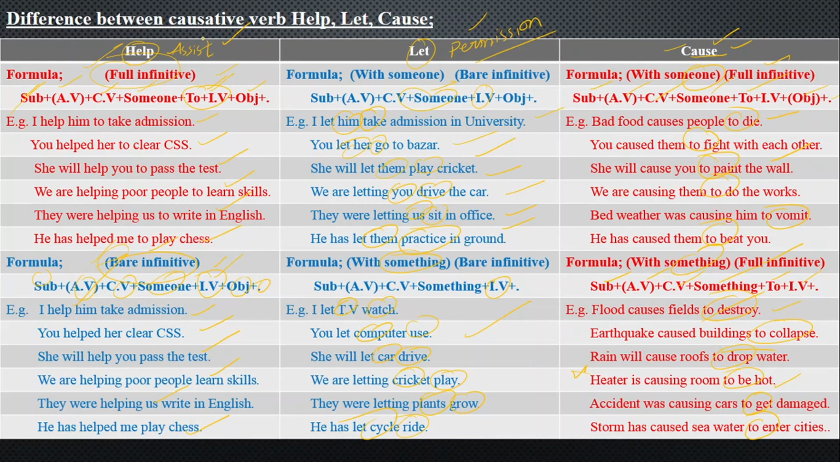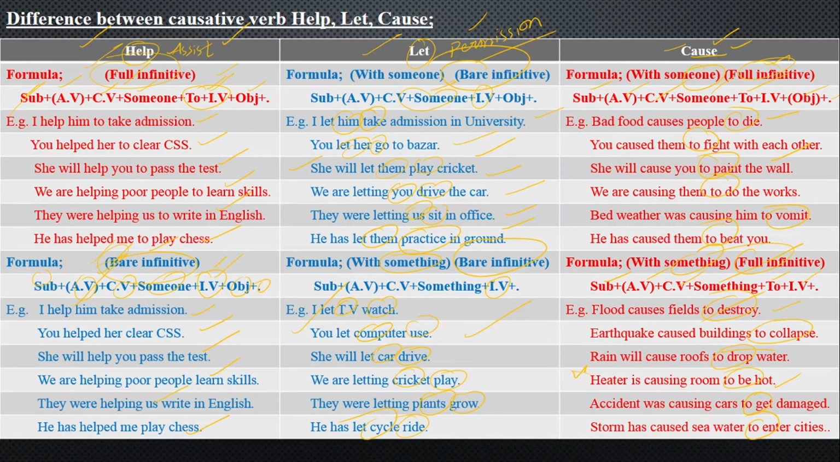So the causative verb help is used for only person, and it is used as full infinitive as well as bare infinitive for both. But let is used only with bare infinitive, only the first form, whether someone or something. And cause, where we cause someone to do a work, is used with the full infinitive, whether for someone or something. So this is today's lecture, the difference between the causative verbs help, let, cause.